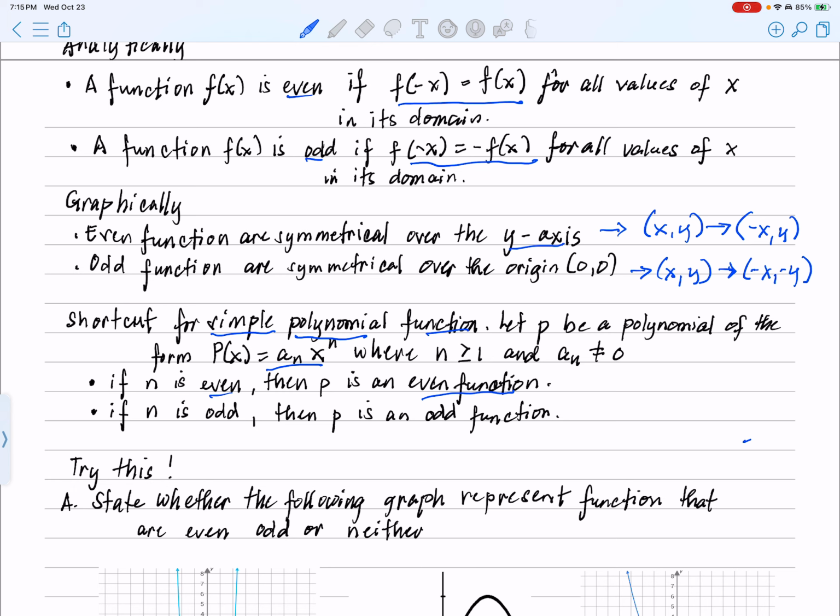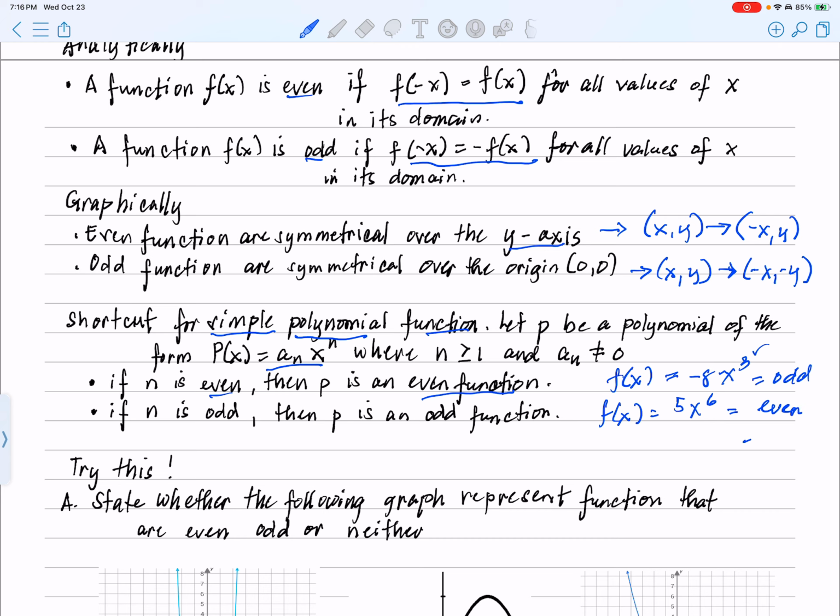So for example, if I have a function f of x equals negative 8 x to the third power, a single term, then I could tell by the degree that this is odd. Okay, by one term only. If I'm given f of x equals 5x to the sixth power, I look at the degree, it's even. So I would tell right away that it's even.